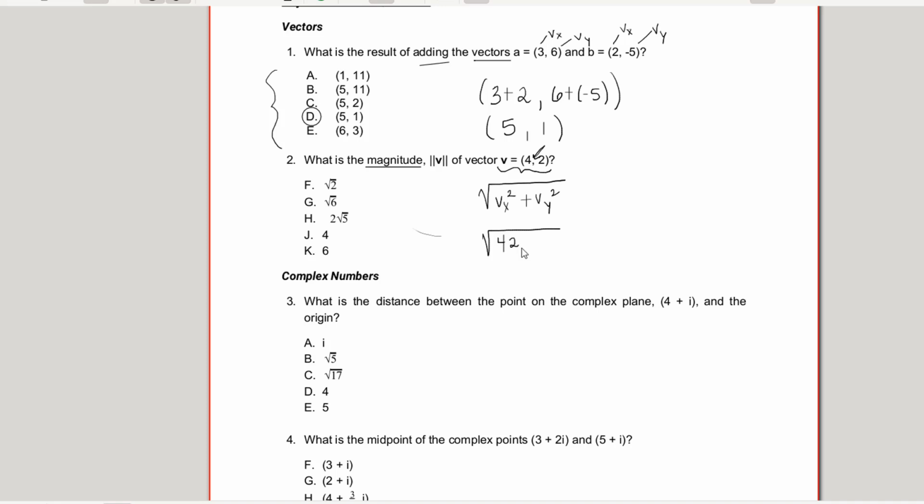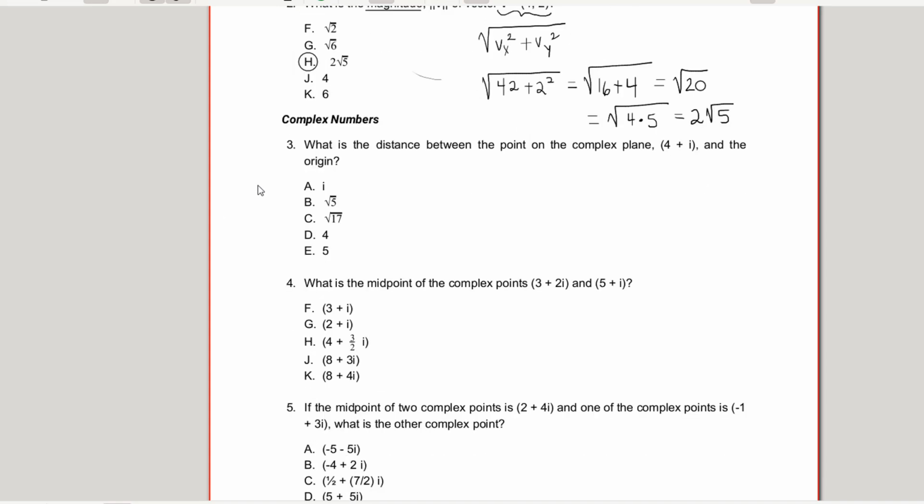We'll have 4 squared plus 2 squared, and that equals 16 plus 4 under the radical, which is the square root of 20. And we can simplify that because, as a review for our radicals, that's the same as 4 times 5, and the square root of 4, we'll bring 2 out in front, and we leave 5 under the radical, and that is answer choice H, 2 square root of 5 for the magnitude.